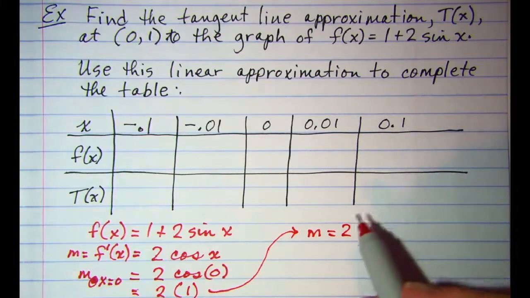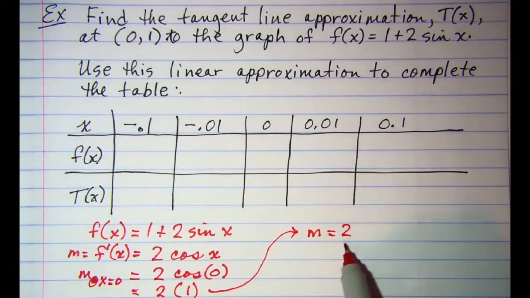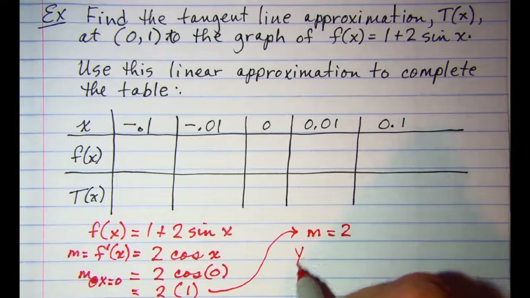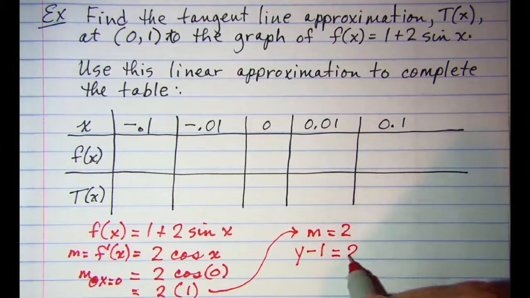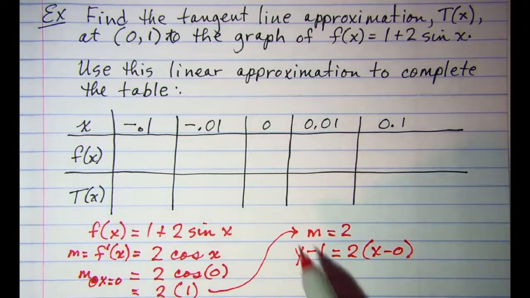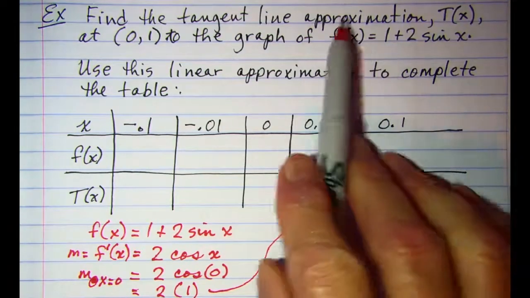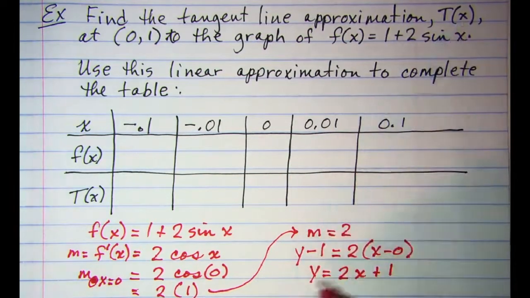Now using our point slope form of the equation with the point (0, 1) and slope 2, we have y minus 1 equals 2 times the quantity x minus 0. So our equation of our tangent line is y equals 2x, we'll add 1, so plus 1. This is our tangent line, and they asked us to call it t of x. So t of x equals 2x plus 1.